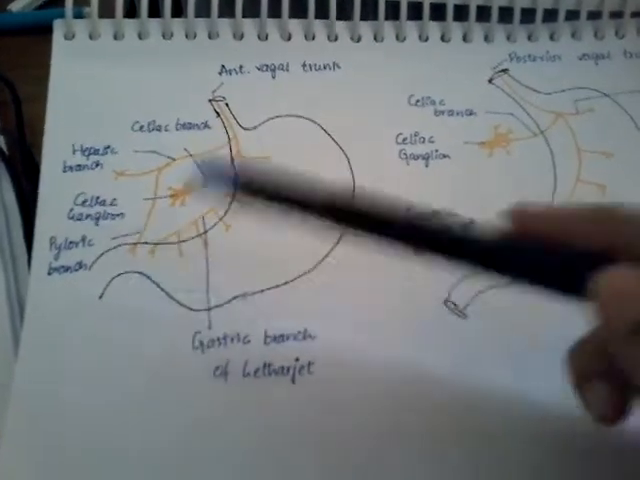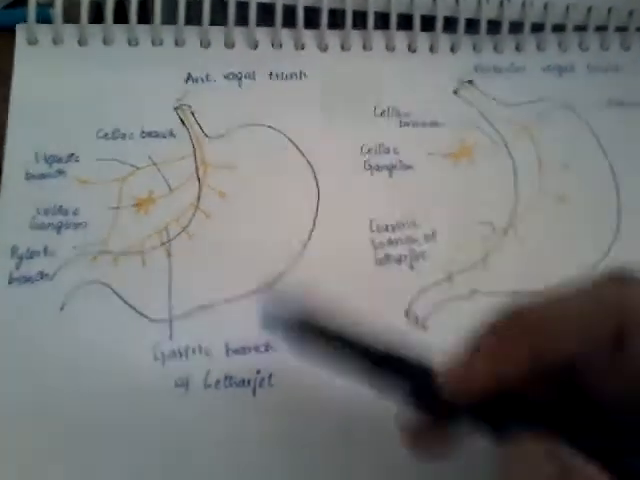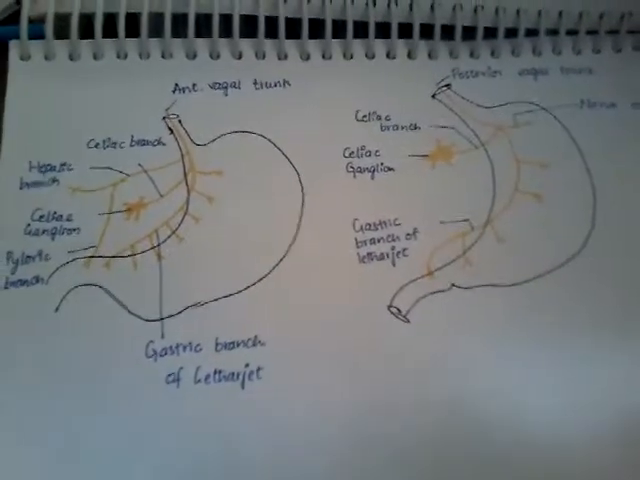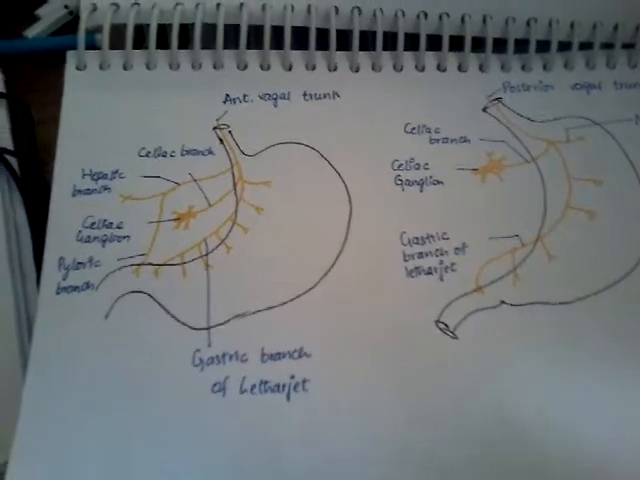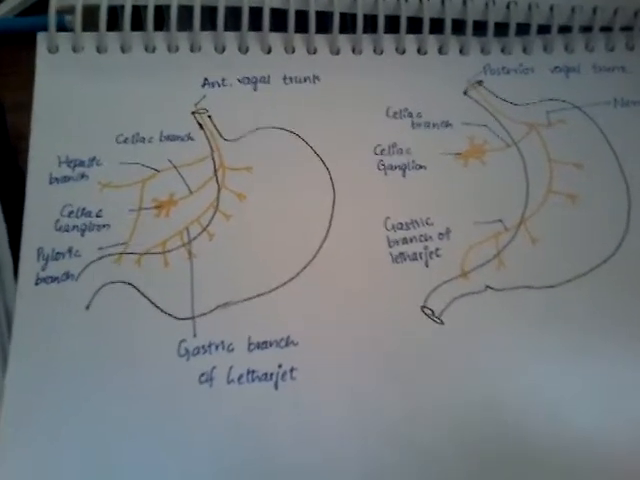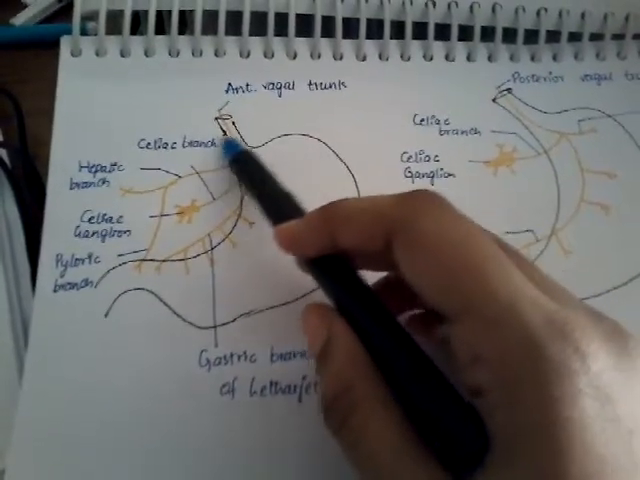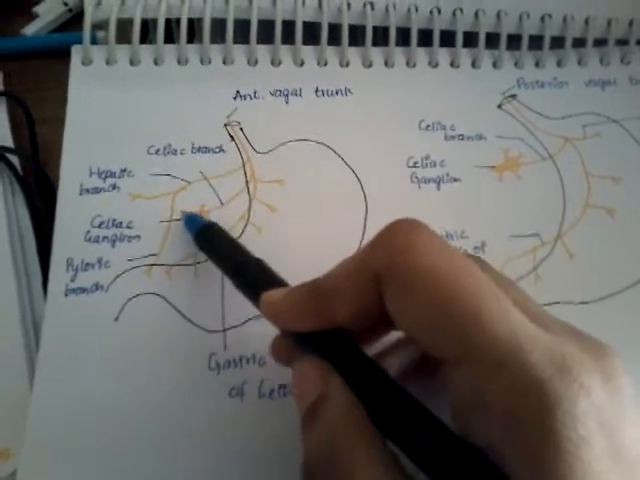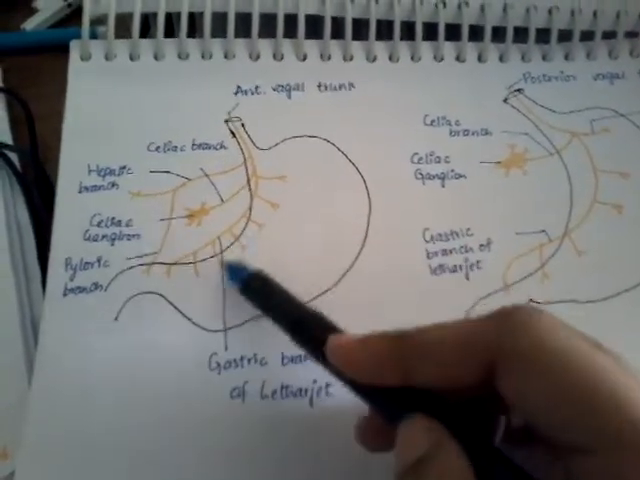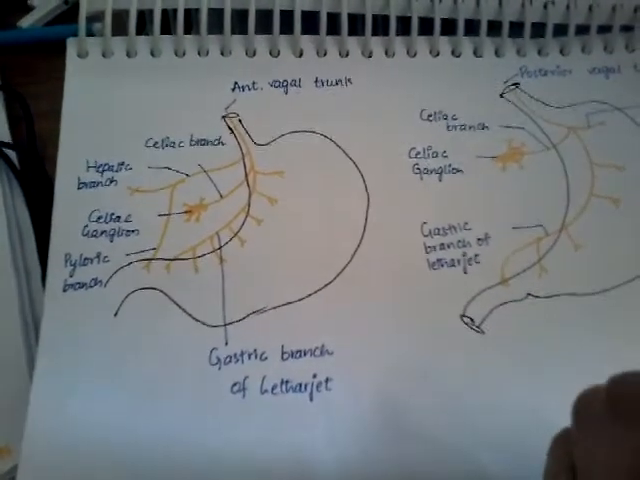On the lower half there is the nerve of Latarjet. This nerve supply is really important for truncal vagotomy, selective vagotomy and highly selective vagotomy. If it's a truncal vagotomy, we cut at the anterior vagal trunk, and as a result the celiac branches, hepatic branches, the pyloric branches and the nerve of Latarjet, all these are lost.